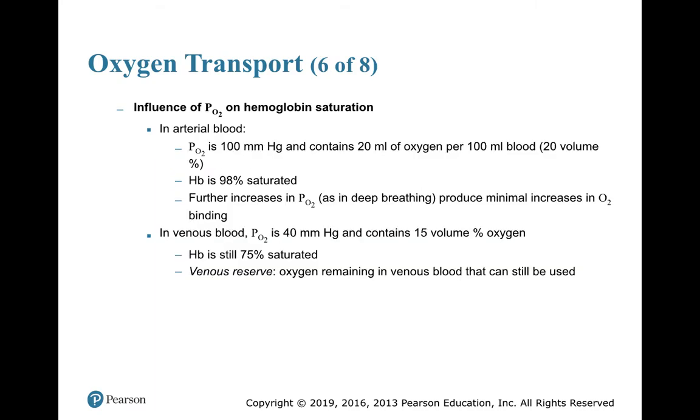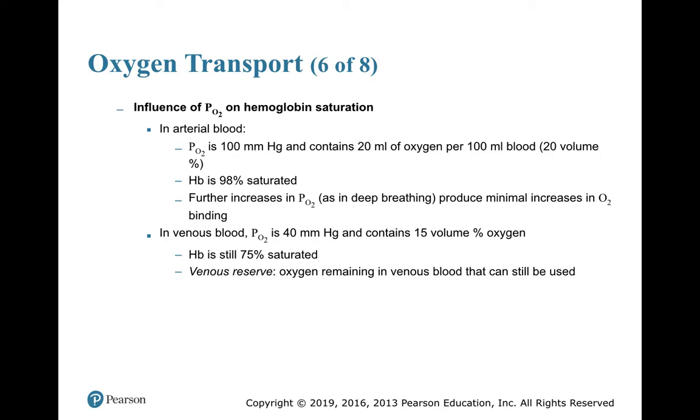In the arterial blood, the partial pressure of oxygen is about 100 millimeters of mercury, which means it contains about 20 milliliters of oxygen per 100 milliliters of blood. In that case, hemoglobin is 98% saturated. If you increase the oxygen levels even more, like when you are deep breathing, you're going to get a minimal increase in O2 binding. The binding is already nearly complete in arterial blood.